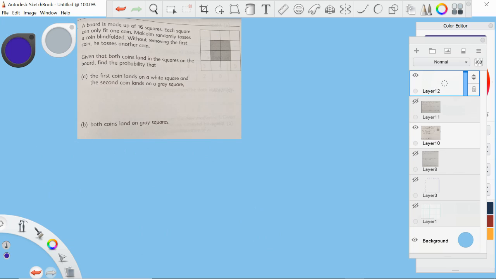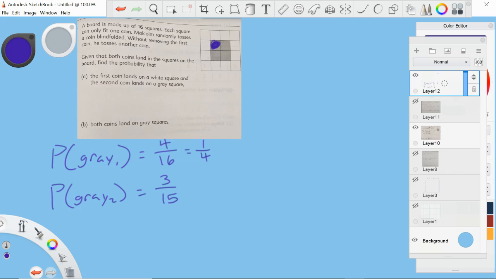Okay, last one. What's the probability both coins land on gray squares? Well, let's see. Probability of landing gray first. How many gray squares are there? There's 4. How many squares are available? 16. So the probability of landing on gray is 1 in 4. The probability of landing on a gray square on the second flip, if I have a coin here, it's no longer a possibility. So there are 15 available squares, and only 3 of them are gray now.